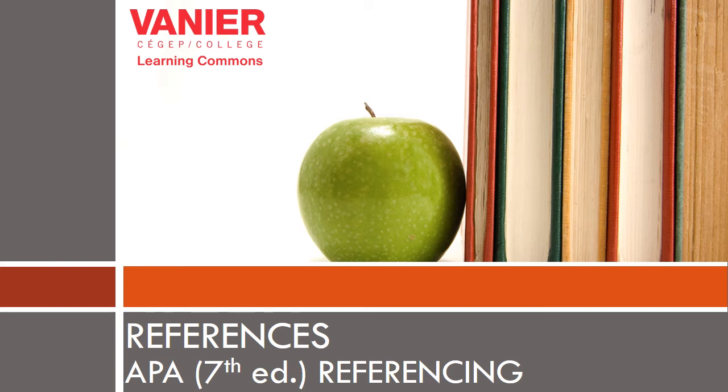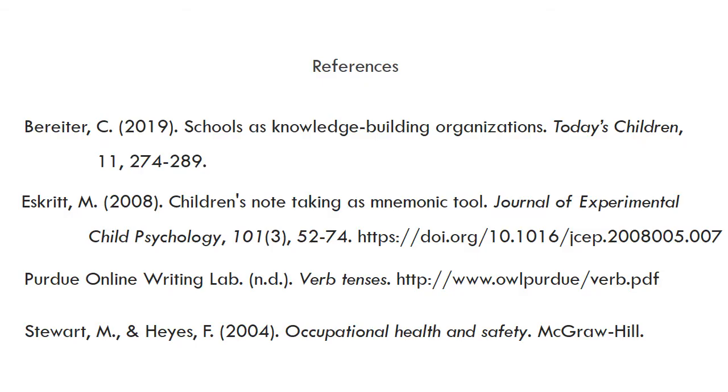This 7-minute video is going to take a look at how to prepare your references list following proper APA 7th edition guidelines. The references page is a list of all the references you used in your paper. It is the full information for every textbook, article, website, etc. that you quoted, summarized, or paraphrased from.